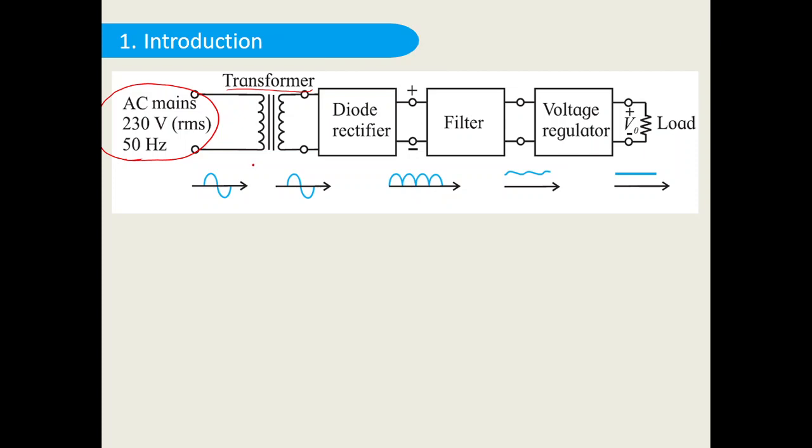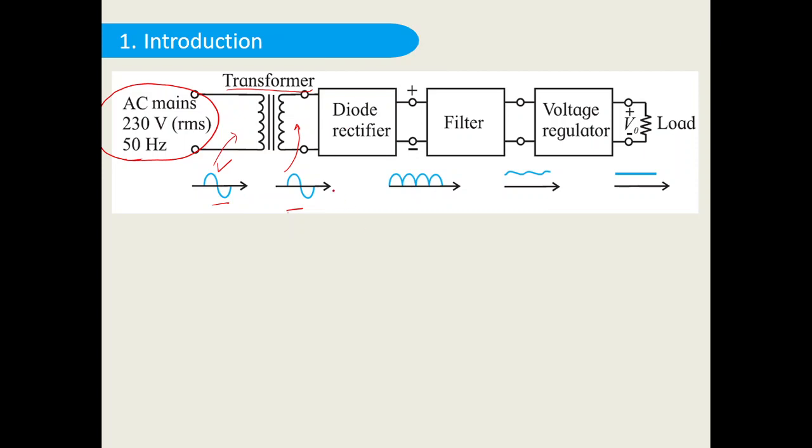So for what purpose is it used? The transformer is used to provide electrical isolation between the source and the receiver. Whatever current is present here is the current present there. So this is alternating current, and this is also alternating current.